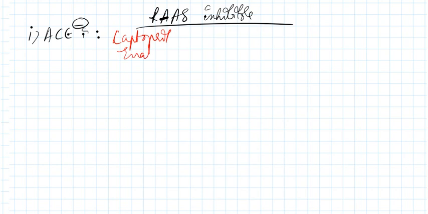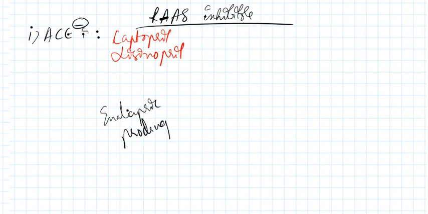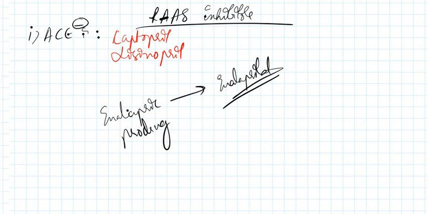Sorry, it's lisinopril. Captopril and lisinopril. Can you tell me what is the active form of enalapril? Enalapril is actually a prodrug. Most of the doctors think enalapril is an active drug. No, the active drug is enalaprilat. Remember this. So enalapril is a prodrug, but enalaprilat is an active drug. Okay, so we finish this one.